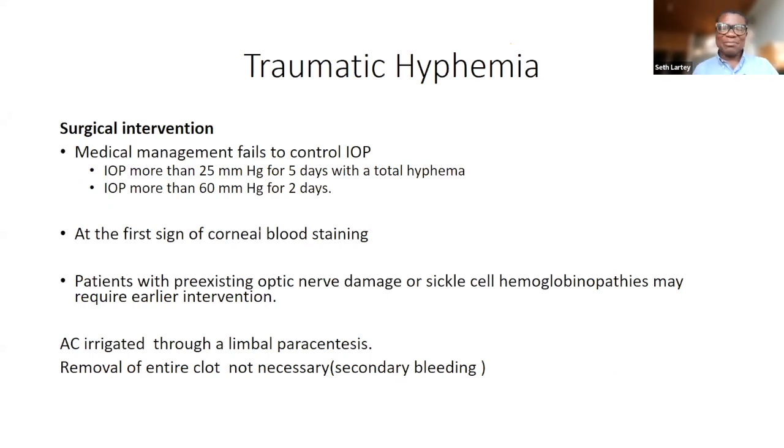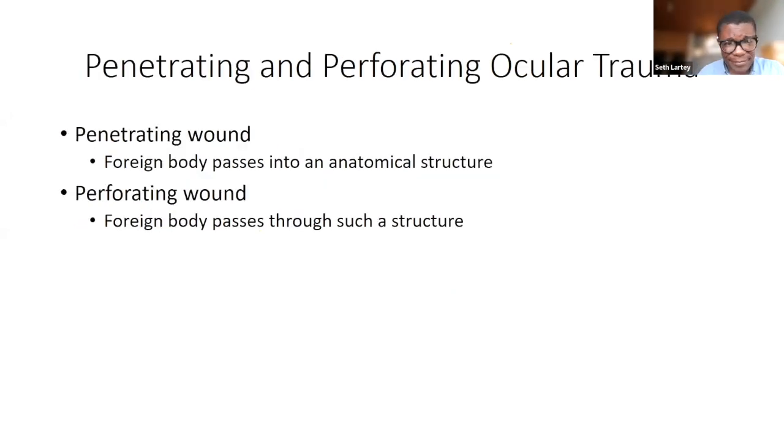How do you do that? Just simple AC irrigation through a side port limbal paracentesis. You don't need to remove the clot. So long as the visual axis is free, that should be enough. If you try to remove too much clot, you may have a secondary bleed.